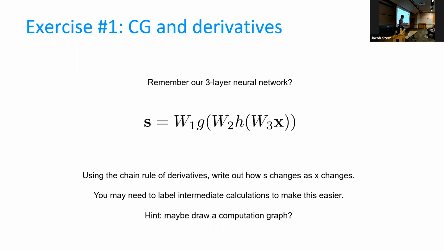So now we're going to give you a chance to practice this. We're going to take a 3-layer neural network, and using the chain rule of derivatives, we will write out how s changes as x changes. For starters, I would recommend drawing a computation graph, and you can define whatever intermediate variables you want to represent the intermediate outputs of these different functions. So right now we're starting with drawing a computation graph.